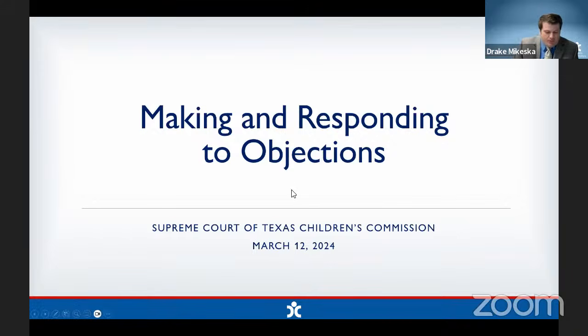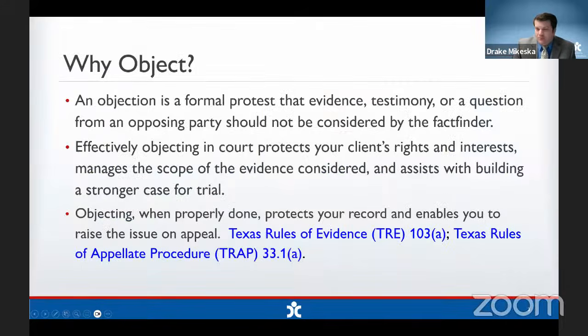We're going to start off with actually making the objections, right? So, why would someone want to object during a hearing? Well, first and foremost, an objection is just the formal protest to try to keep evidence out, right, from evidence being considered by the fact finder. And we want to make objections for a couple of purposes. Number one is going to help build your case, possibly for a stronger trial, right, by keeping evidence away from or out of the consideration from the fact finder.